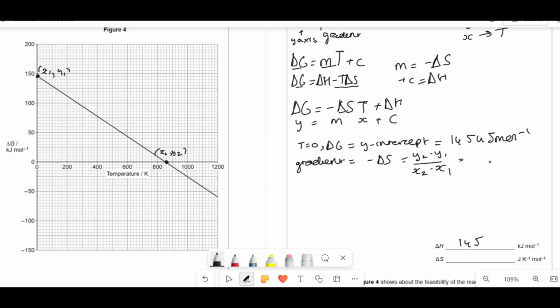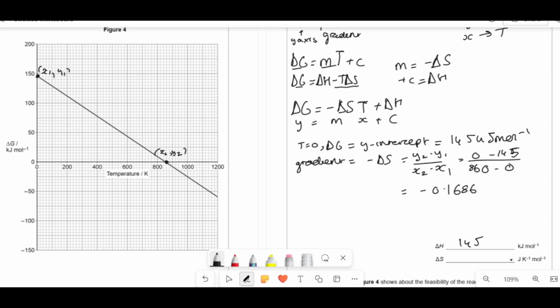So if we do that, then y2 minus y1. Well, y2 is 0 in this case, minus the original y value, which is 145, over our second x coordinate, which is roughly 860 minus 0. If we do that, we should get minus 145 over 860, which is roughly minus 0.1686. And they want it in joules per Kelvin per mole.